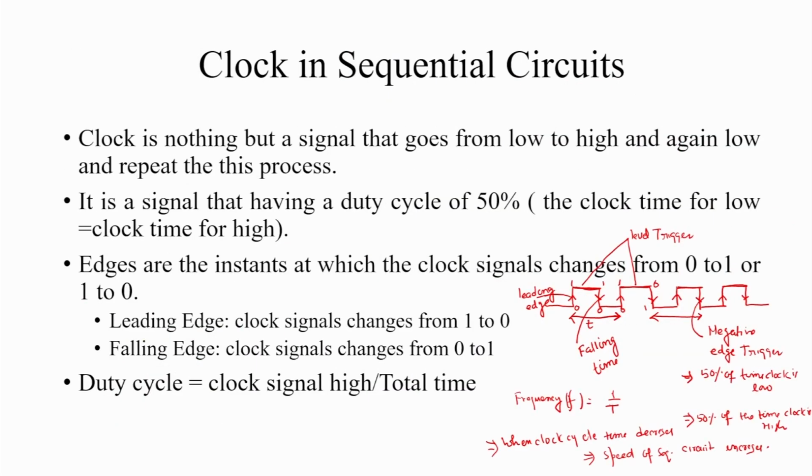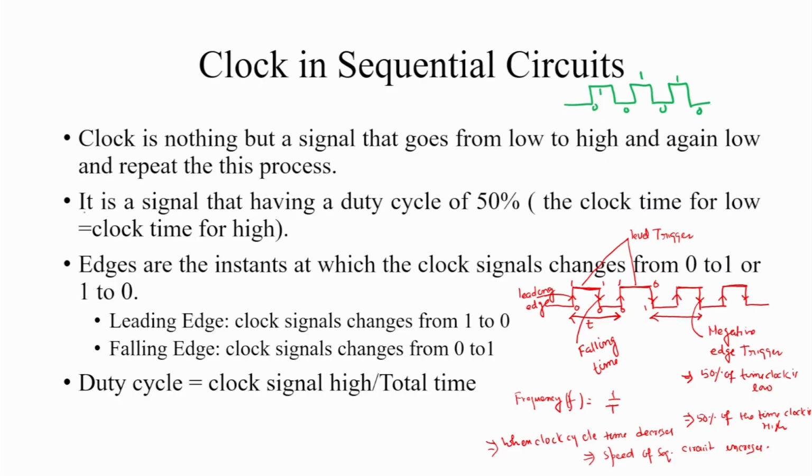Now what is the meaning of a clock in a sequential circuit? Generally, a clock is nothing but a signal that goes from low to high and again low, and repeats the same process. Here the clock goes from low, meaning 0, to 1, and again 1 to 0, then again 1, 0, 1, 0. The same process is repeated again and again.